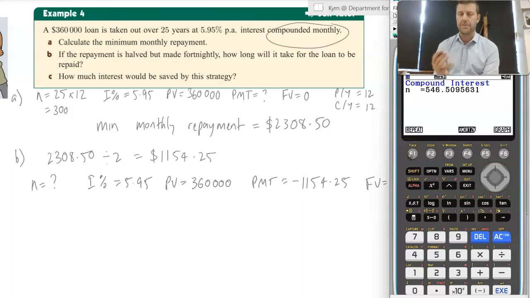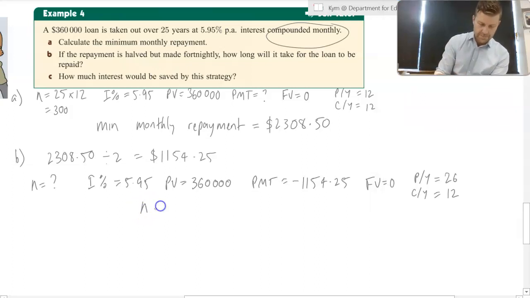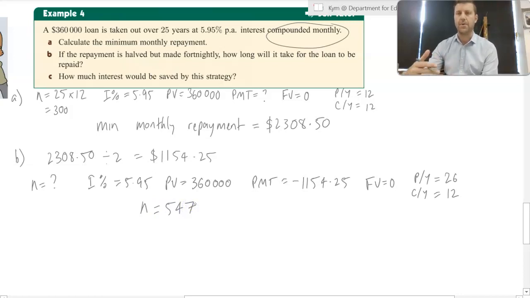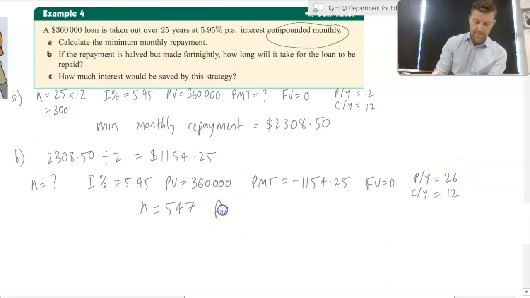546. Or 546.5, rounded up to 547. Now, N actually represents the number of payment periods. So in this case, because I've set my payments per year as fortnights, we're talking about 547 fortnights.